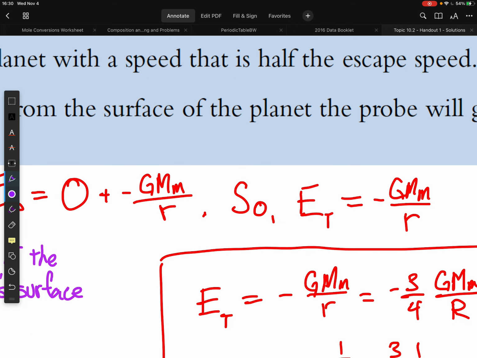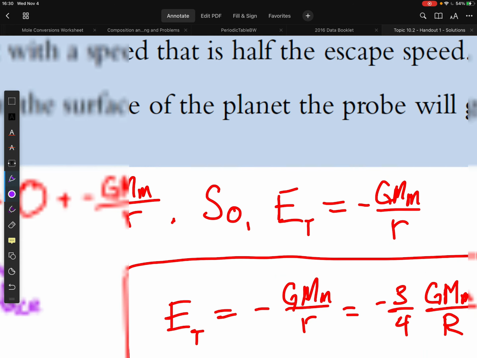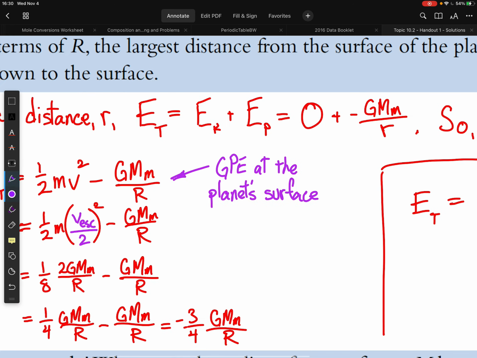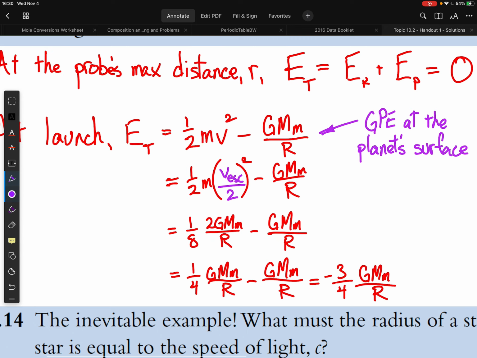So total energy in this case is going to be equal then to the potential energy, as you can see here. Okay, so at launch, our total energy is going to be given by kinetic energy minus the gravitational potential energy. And at the planet's surface, that value is going to be 0, but here we're just doing a little bit of algebra, so hold off on throwing that away.